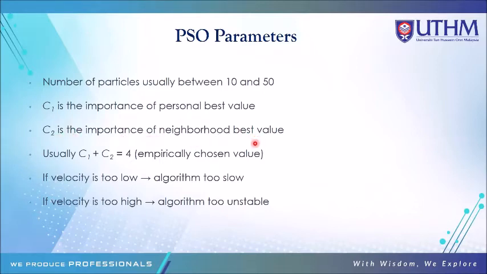Based on the previous research reported in the literature, the best value for C1, according to this equation, where C1 plus C2 should be equal to 4, is based on previous experience reported in the literature. This is the empirical value, but it's not fixed.